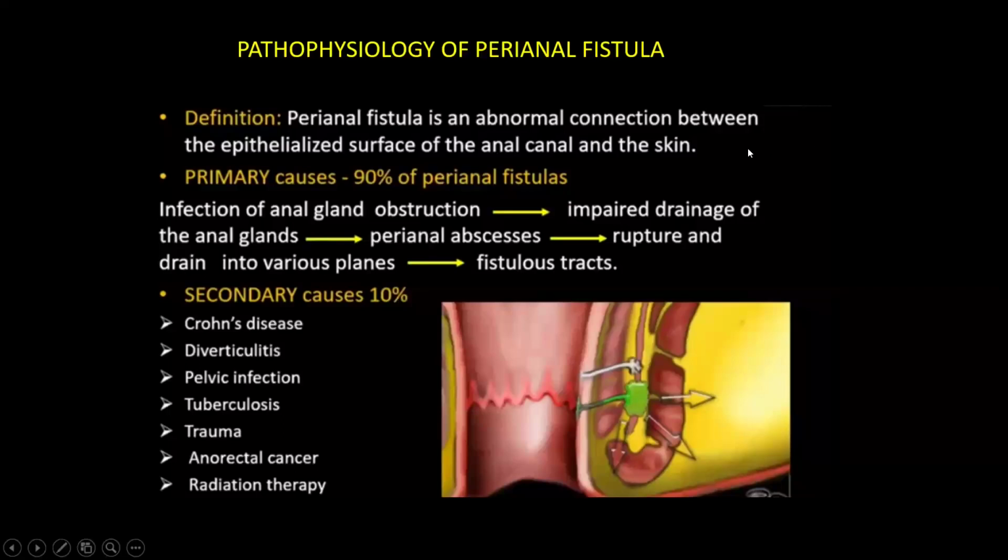Right. What is the pathophysiology of perianal fistula? By definition, perianal fistula is an abnormal connection between the epithelialized surface of the anal canal and the skin. Most of the causes are primary. What happens is there is an infection of the anal gland, right? Then due to the impaired drainage of the anal gland, it forms a perianal abscess. It ruptures, and the space it gets usually is the intersphincteric space, and from the intersphincteric space it goes in many directions, in the external sphincter, in the internal sphincter, and you can have various tracts. Secondary causes consist of 10%, from other diseases like Crohn's, tuberculosis, pelvic infection, radiation, etc.